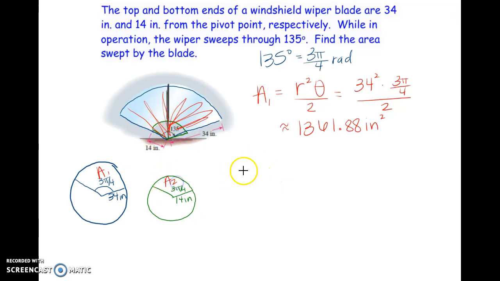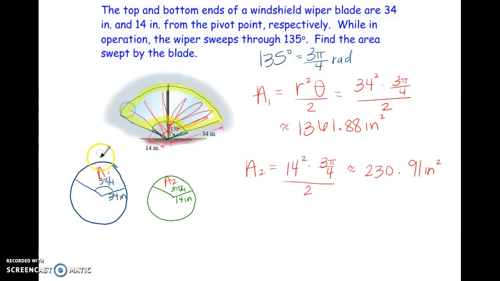We'll call that A2. For that smaller sector, we take r squared, which is 14 squared, times our theta, which is 3 pi over 4. Again, you can either divide by 2 or multiply by 1/2. Typing that in our calculator, we get about 230.91 square inches. We just need to subtract the two in order to get just this area in here, where I'm shading it in yellow. If I do A1 minus A2 in our calculator, we should get about 1,130.97 square inches.